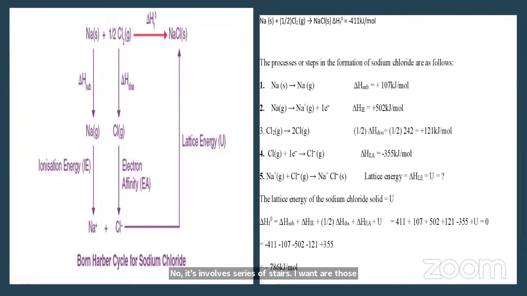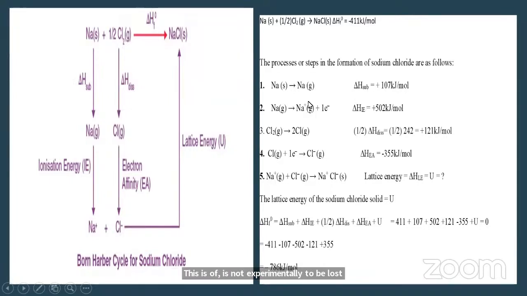Now, the first step is that the solid sodium sublimes to gaseous atom by absorbing heat energy. And this heat energy is referred to as heat of sublimation. Now, what does that mean? This is the first thing that happens. The solid sodium sublimes to gaseous sodium, and there is a heat change. And that is referred to as heat of sublimation. This heat of sublimation is measured experimentally to be plus 107 kilojoule per mole.